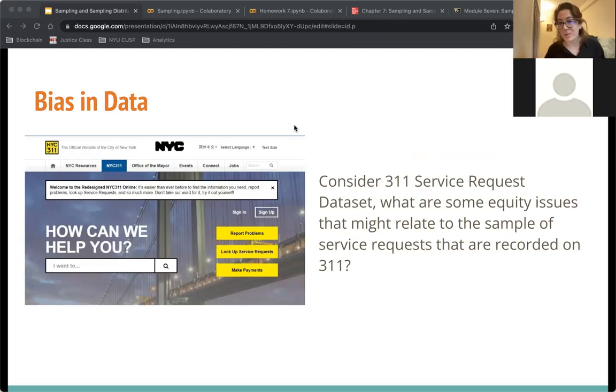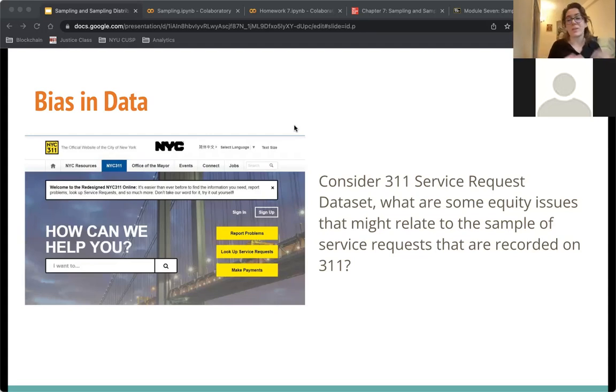I use this data set to understand what the different service requests are throughout New York City. But there's some equity issues that might relate to taking a sample of service requests recorded on 311 in order to identify, hey, are parking violations more complained about in Brooklyn compared to the Bronx? So there's some aspect of this equity issue of thinking who actually is going to have the time to create a service request on 311? And perhaps are we only hearing a small subset of voices very often, or is this actually representative of the population in New York City calling to complain about something?